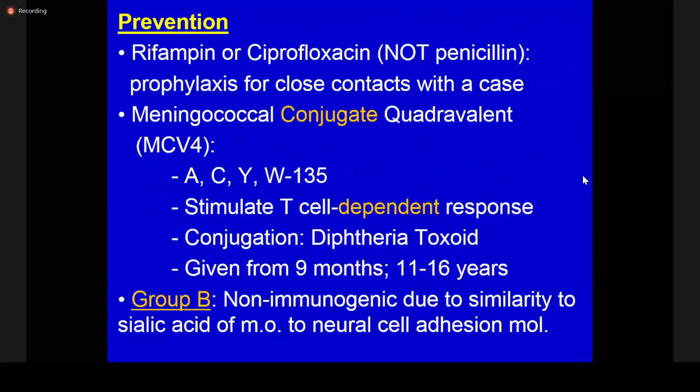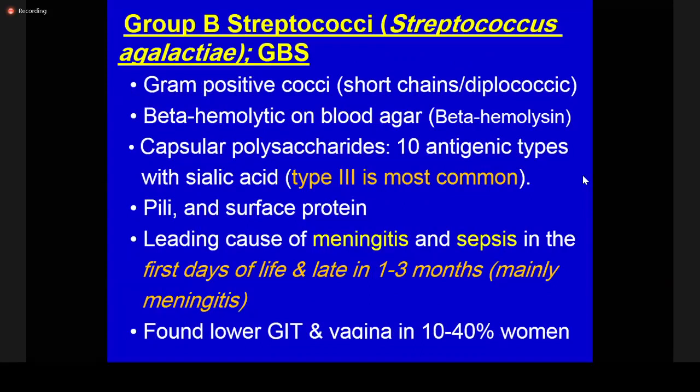We finish with Neisseria meningitidis. Let us go to the second microbe, which is group B Streptococci, Streptococcus agalactiae. Some people pronounce it Streptococcus agalactia or agalactiae. Whatever you want to pronounce it, it's a group B Streptococcus.